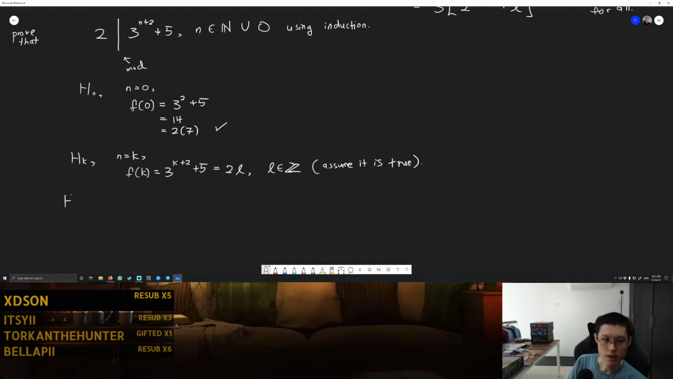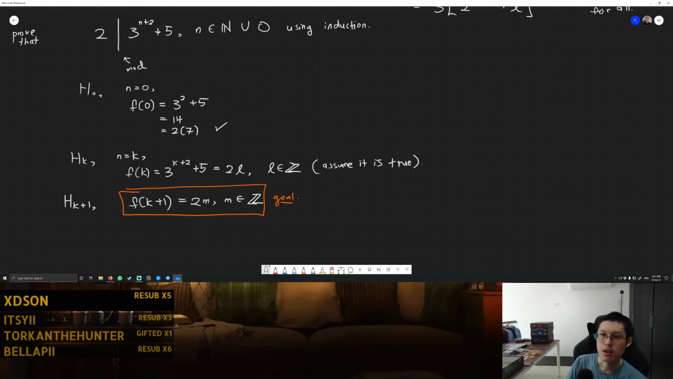Okay. Next up, we're going to do k plus 1. And in order to show that f(k+1) is divisible by 2, we're going to have to show that this is equal to 2 times m, where m is some positive integer. And this is our goal. We haven't proven it yet, but this is what we are trying to get to. So we need to do f(k+1) minus f(k).